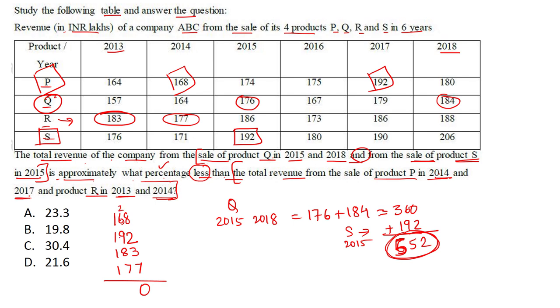2, 6 plus 2 is 8. 8 plus 8 is 16. 16 plus 9, 25 plus 7 is 32. So 3 goes over here. 3, 4, 5, 6, 7. 720. This is the sale of the second part.